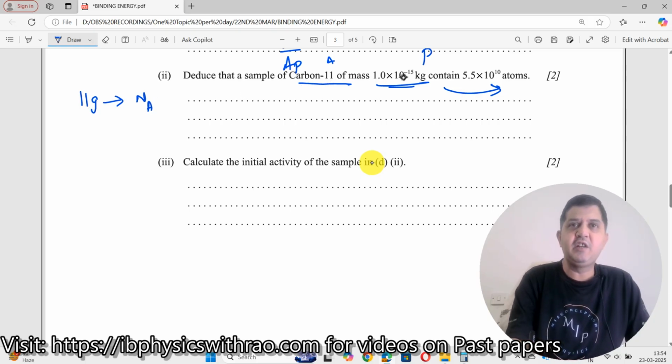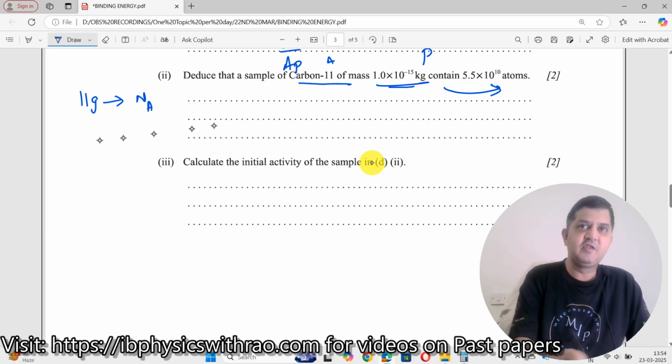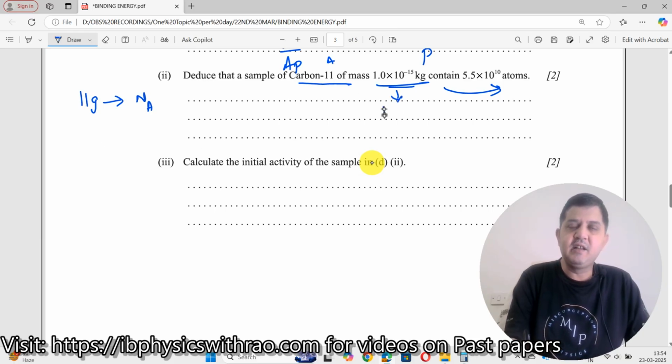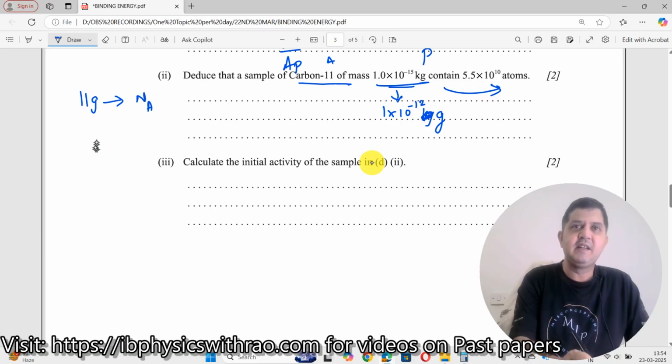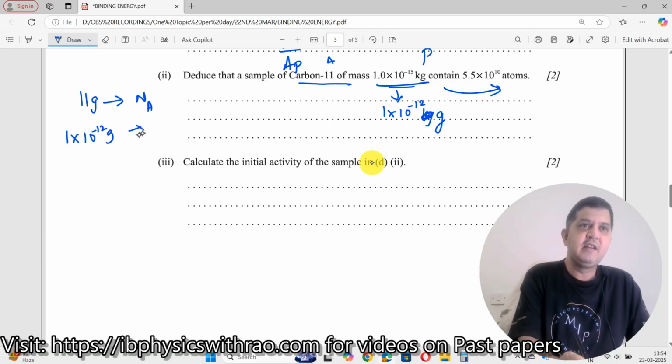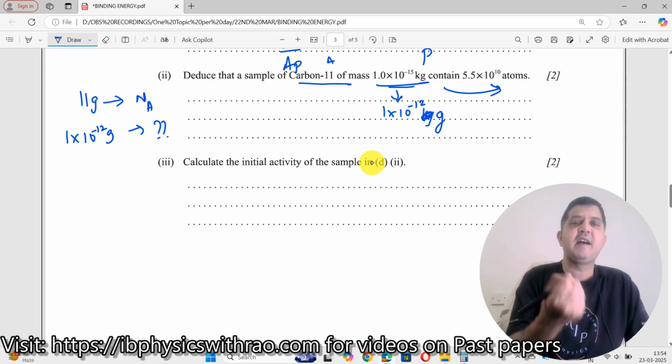Now we have 1 into 10 power minus 15 kg. So I will write this as 1 into 10 to the power of minus 12 grams. Why? I converted this into kg. 10 power minus 3 is 1 gram. So I put this over here because I have it in grams. So I will write this here again as 1 into 10 power minus 12 grams contains how many number of atoms.